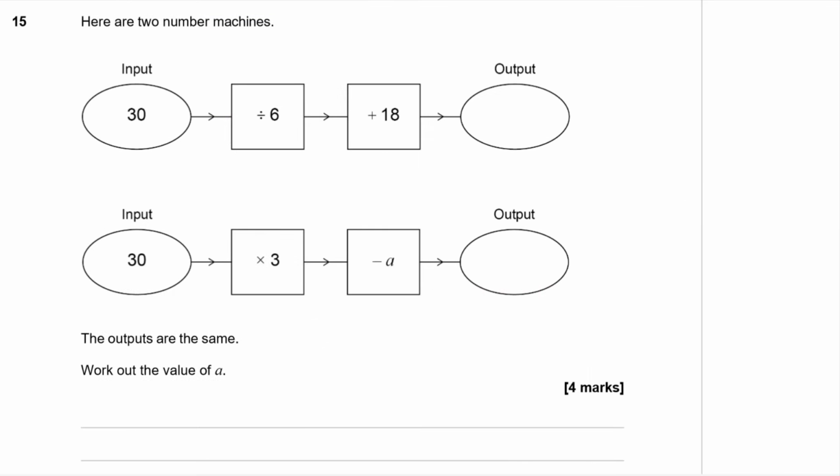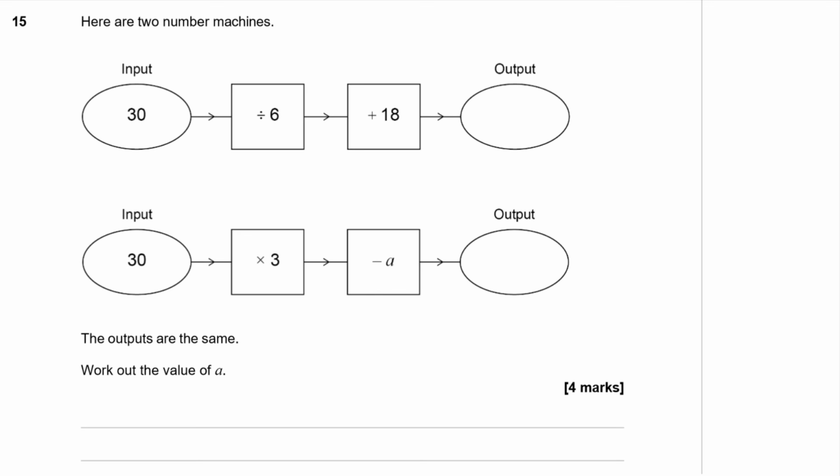Question 15. Here are 2 number machines. I've got an input of 30, we're dividing it by 6 and adding 18 to get the output, and we've got an input of 30, we're timesing it by 3 and subtracting A and getting the output. Now we're told that the outputs are the same, work out the value of A.